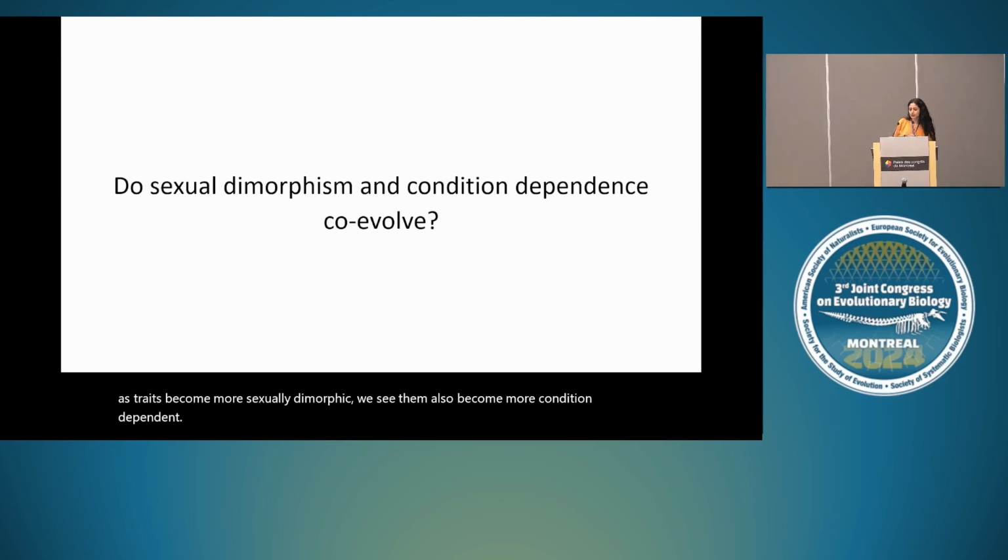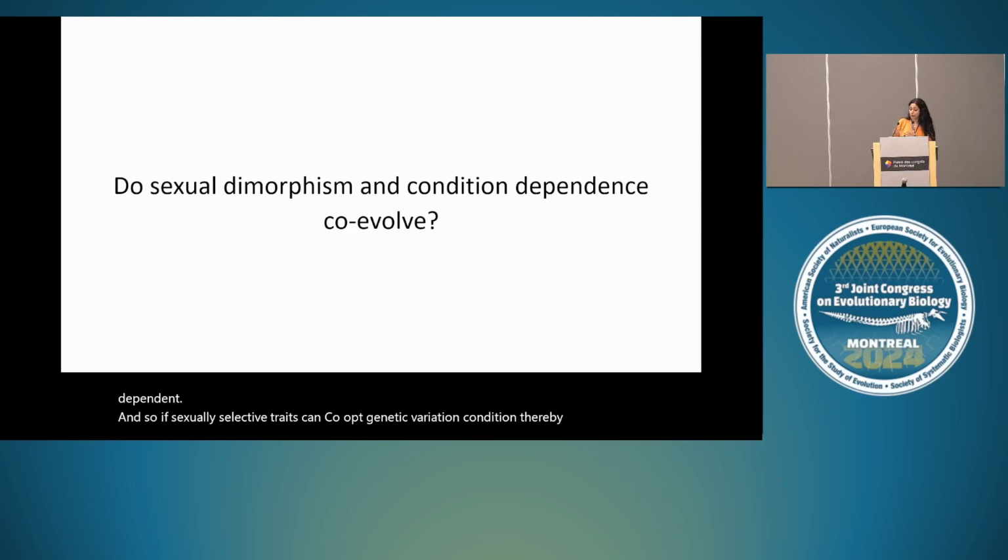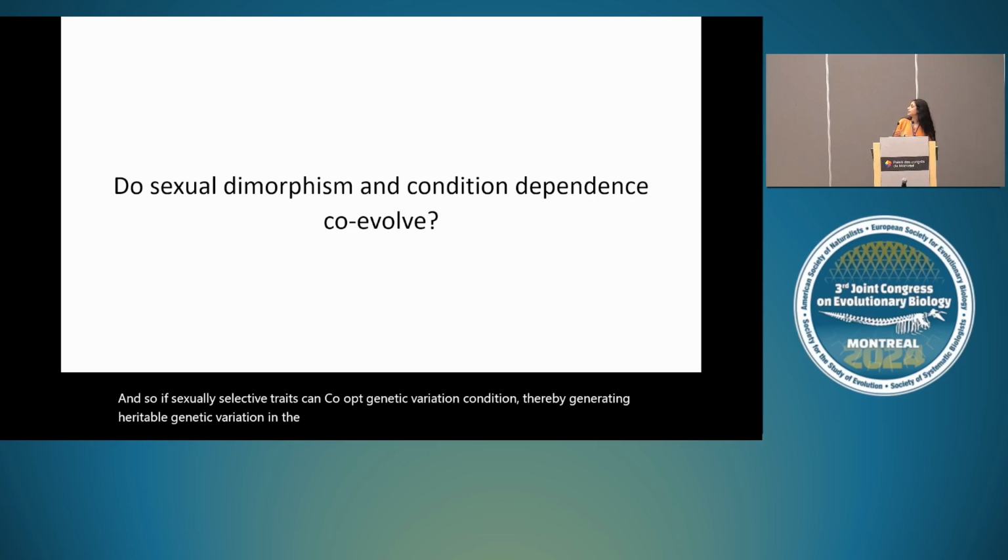And so if sexually selected traits can co-opt genetic variation in condition, thereby generating heritable genetic variation in the dimorphic trait, then we expect sexual dimorphism and condition dependence to co-evolve. Within species, we see what I just showed you: as the intensity of sexual selection increases and these traits become more dimorphic, we also see heightened condition dependence for these traits. And across species, we'd expect that species that exhibit heightened sexual dimorphism for a given trait should also evolve this heightened condition dependence for that trait.